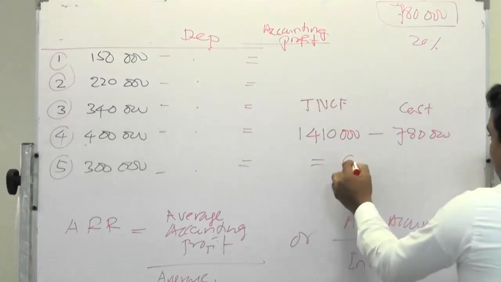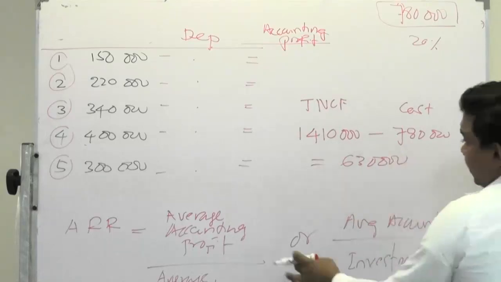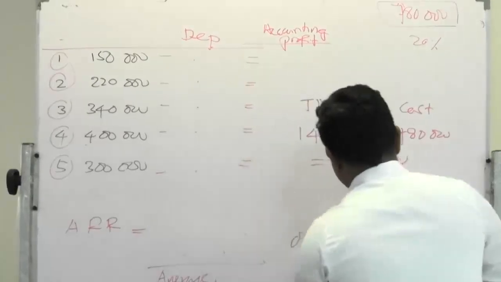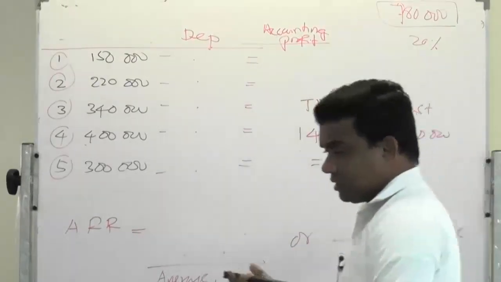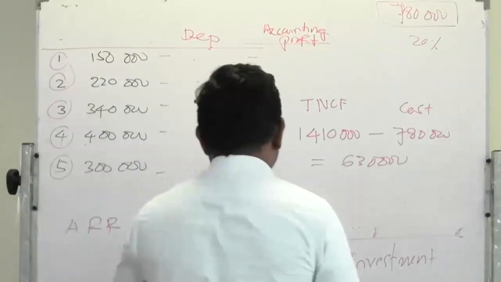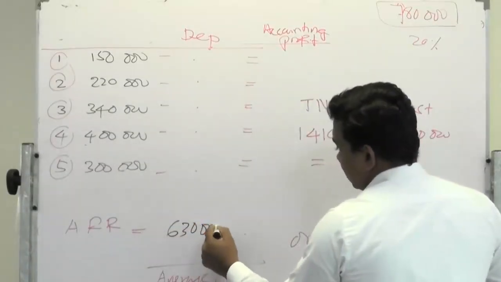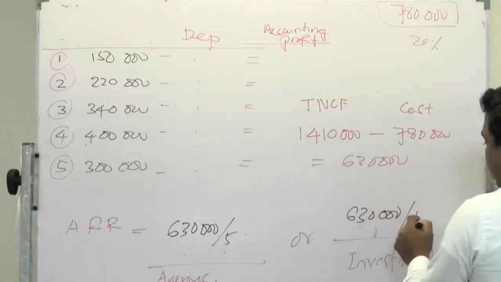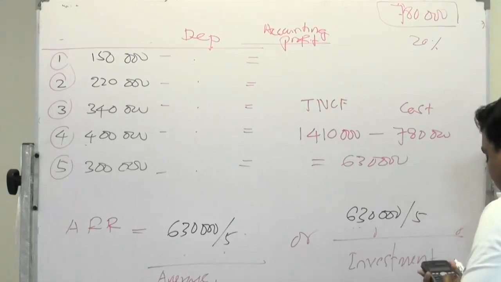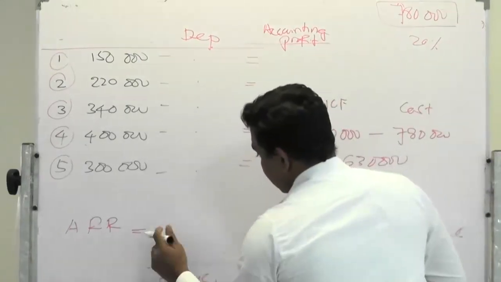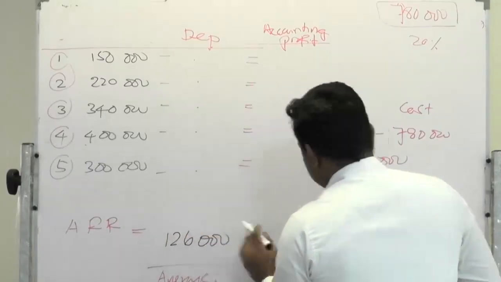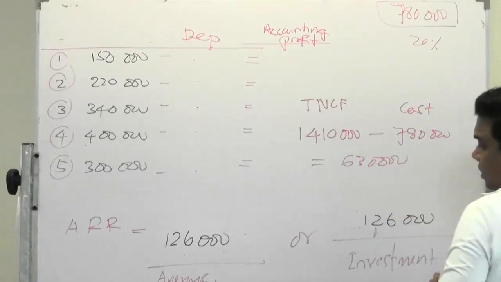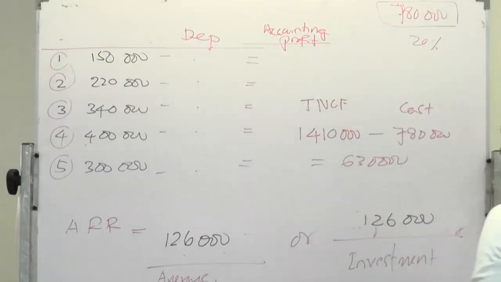Total accounting profit will be 630,000, but you need the average accounting profit, right? Therefore the average accounting profit, let's take both methods, will be 630,000 divided by 5. Once it's divided by 5, it is 126,000. Now to calculate the accounting rate of return, you can use average investment or investment.